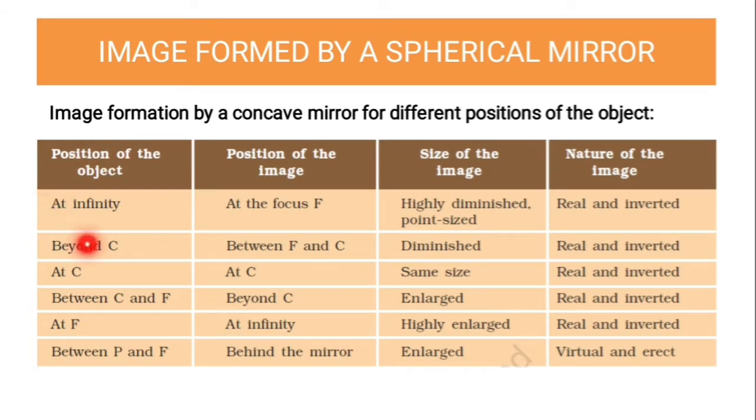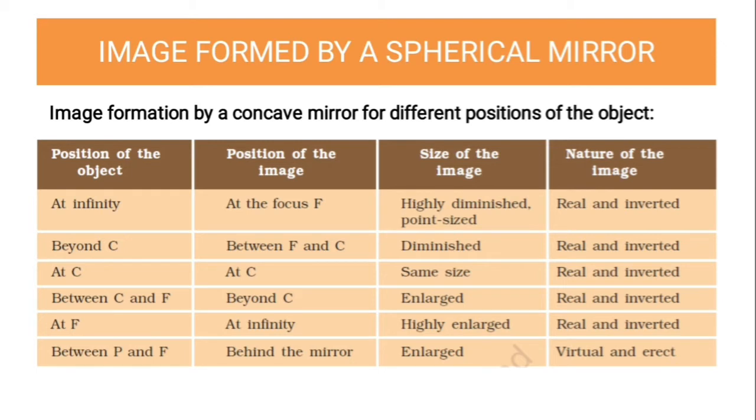Now as you can see here, if the object is at infinity, the image is formed at focus. And what is the size of the image? It is highly diminished and point sized. And nature of the image is real and inverted. Now if you bring the object closer, somewhere beyond C, that is center of curvature, the image is formed between F and C, that is focus and center of curvature. And what is the size of the image? It is diminished, though it is not point size, but it is smaller than the size of the object. And the nature of the image is real and inverted.